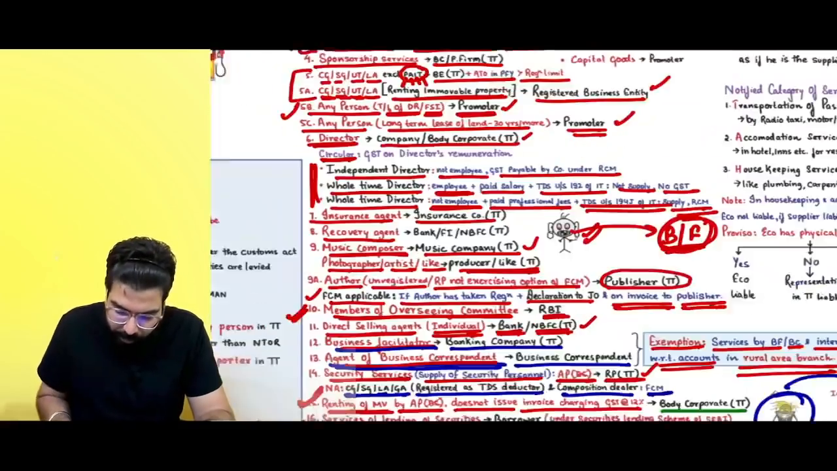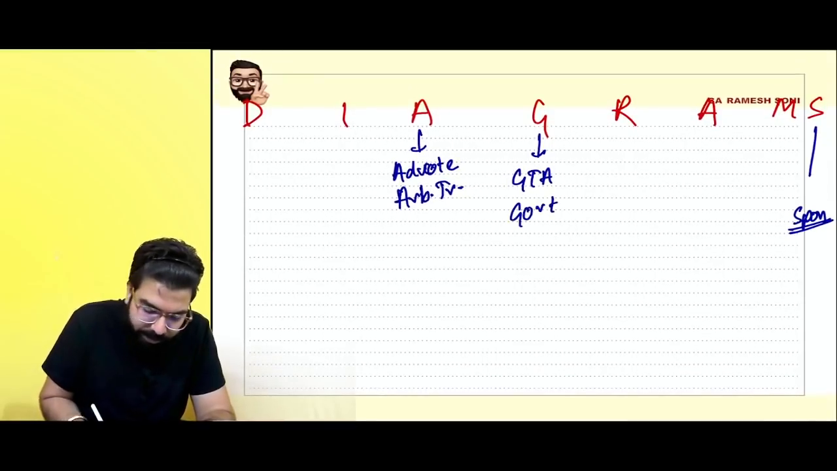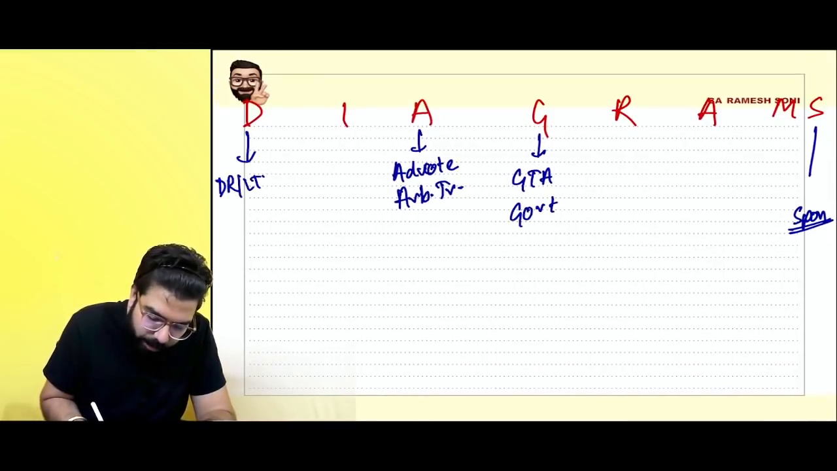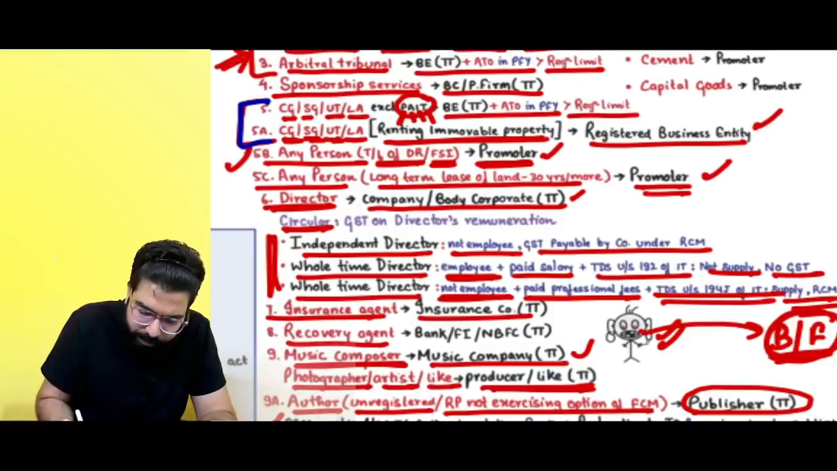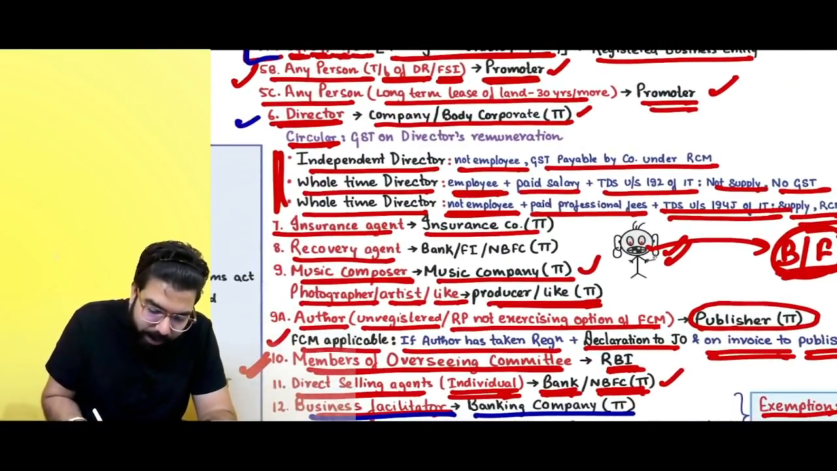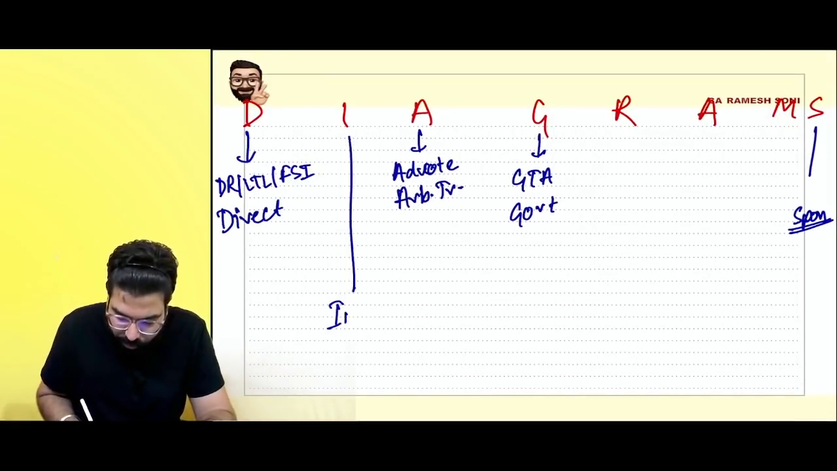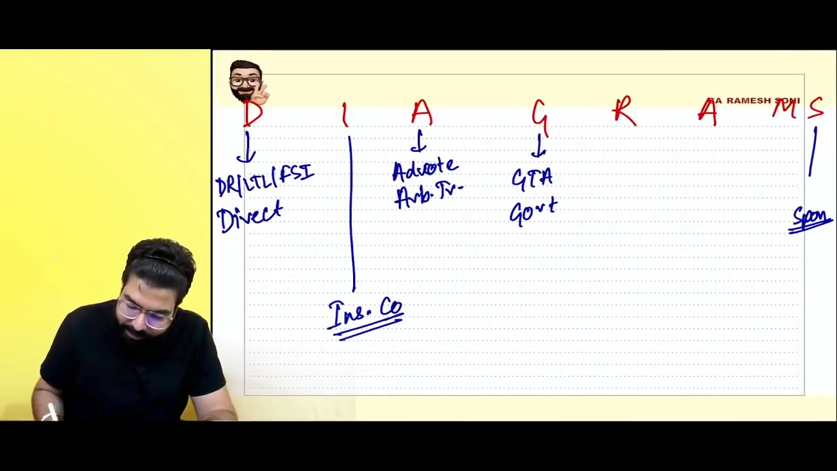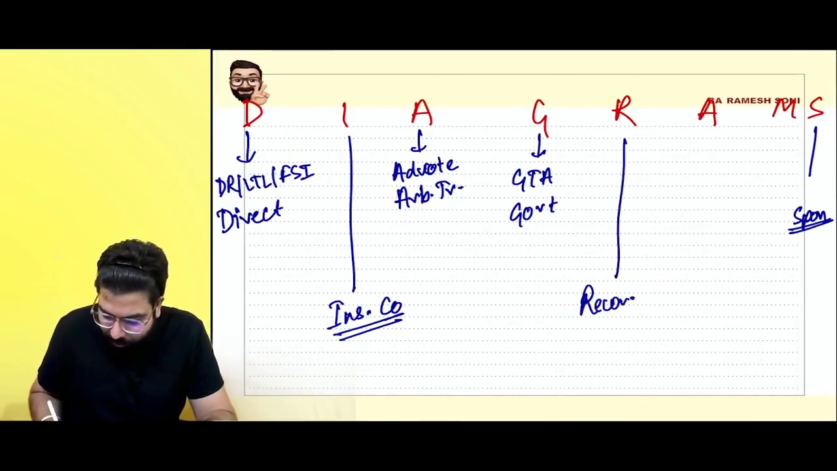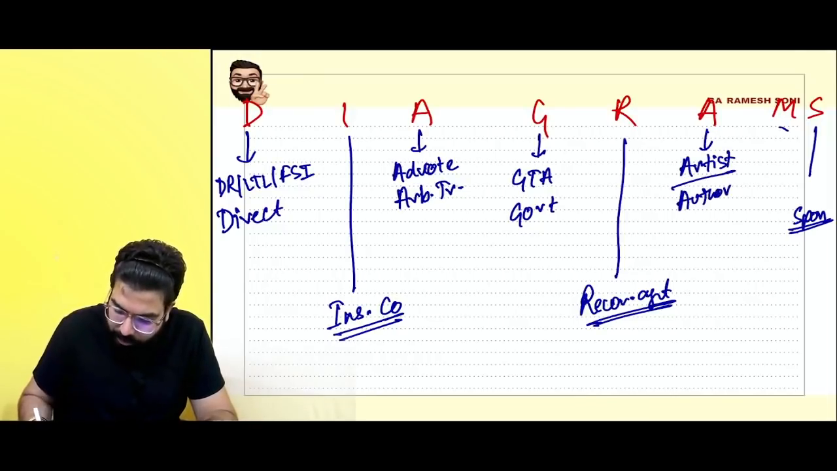What was the fifth one, everyone? The fifth one was government related services. The next one was development right, long term lease, or floor space index when it is given. The next one over here is directors, D for directors. The next one is insurance. The company has to pay the GST under RCM. Then we have recovery agent, R for recovery agent services. Then A for artist, A for author. These two are clear.